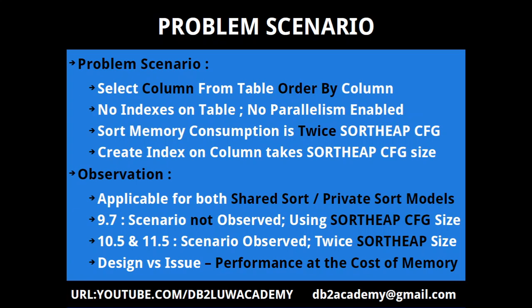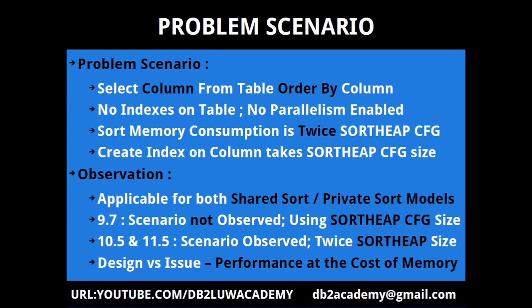And if you do create index on the same column, it takes exactly the same sort heap configuration size. Say, for example, if you have 5000 as your sort heap size, the create index on the same column takes only 5000 pages, as configured. But if you run this select query with the same column as the order by clause, in which case it has to sort that table on that column, it is consuming twice the sort heap configuration size. So that is the scenario that I wanted to highlight.